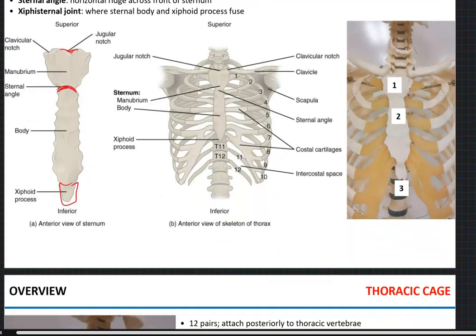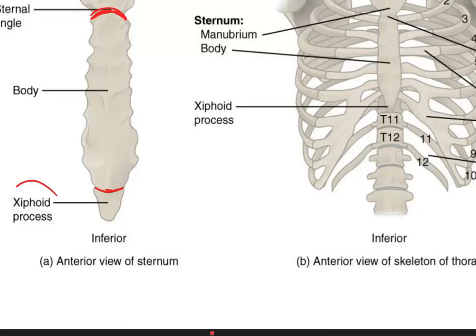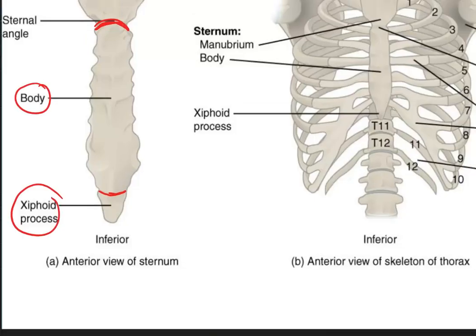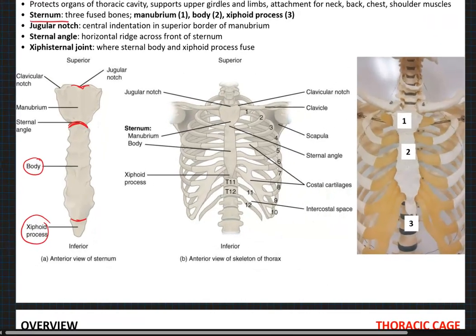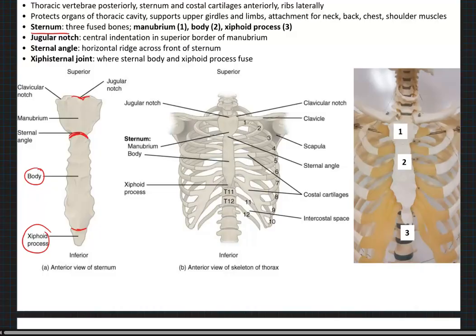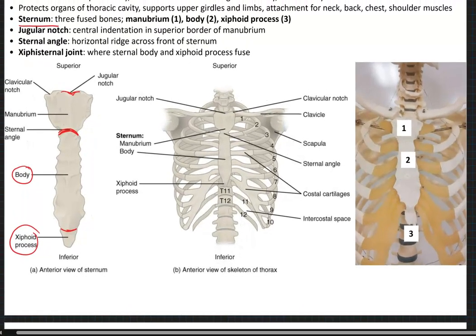The xiphisternal joint is the line that separates the xiphoid process and the body. Sort of a piece of trivia, folks: the xiphoid process is the last bone in the human body that becomes ossified, around the age of 40.